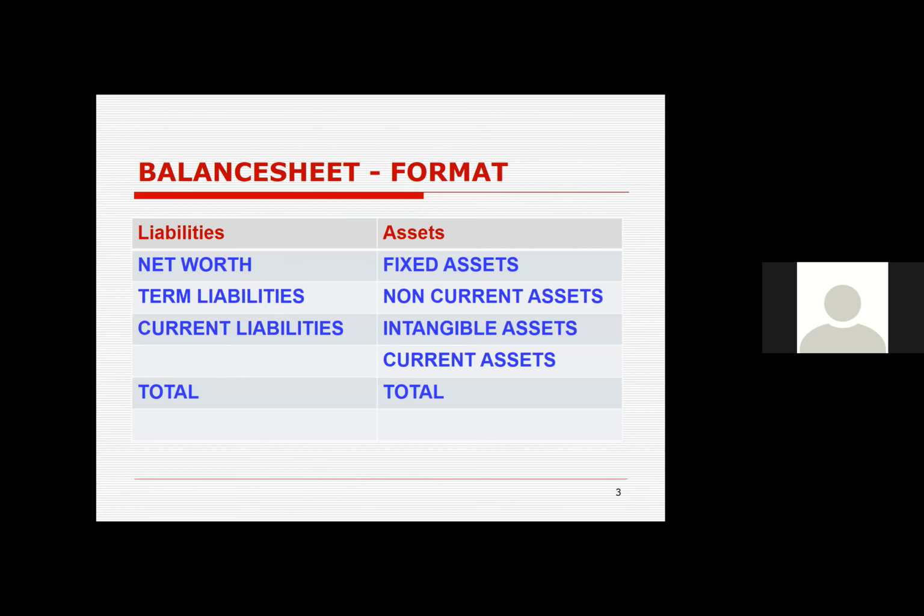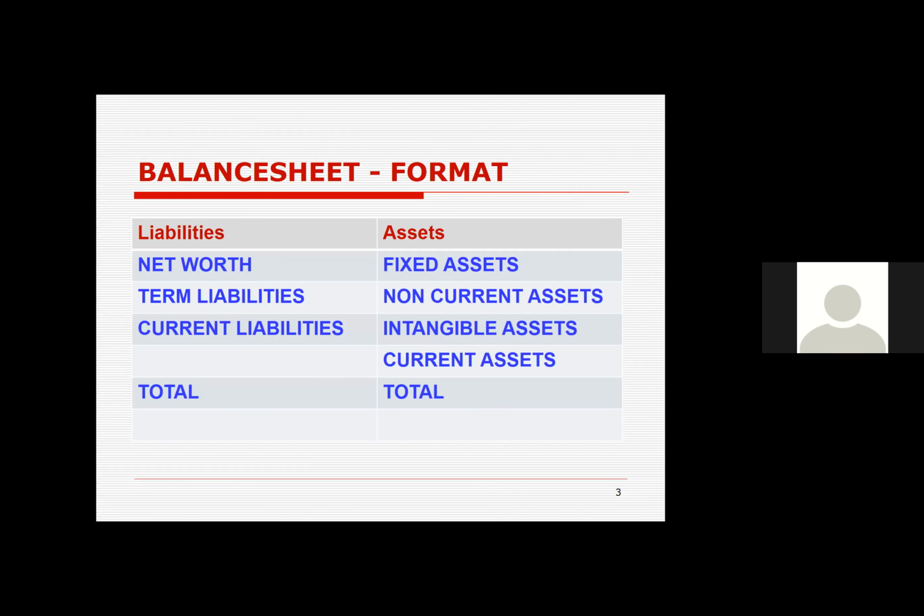In the balance sheet, there are various items which are grouped under the liabilities. All the items of the liabilities are grouped into net worth, term liabilities, and current liabilities. So the major three headings of the liability side of the balance sheet are net worth, which we are going to see, then term liabilities, then current liabilities. The asset side items are brought and grouped under four headings: fixed assets, non-current assets, intangible assets, and current assets. So the liability side total and the asset side total should tally. That is the logic of the balance sheet.